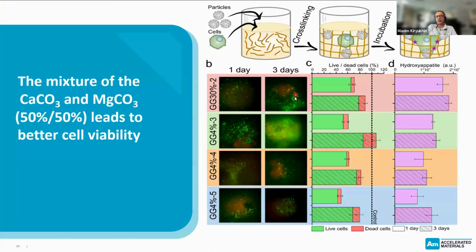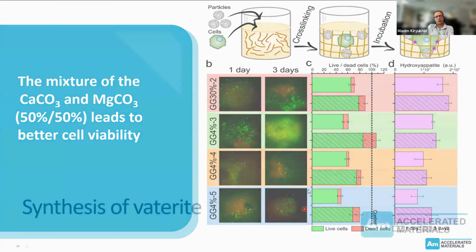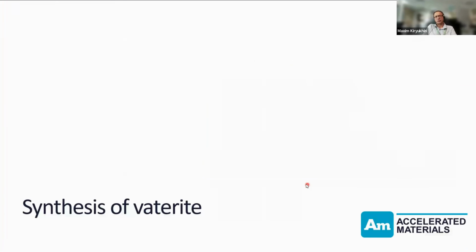This kind of gels were shown to be very good scaffolds for cell growth. Cells like to grow in this kind of gels, and they stay there alive for quite a number of days without any trouble. So, as you see, vaterite particles have quite a number of applications.